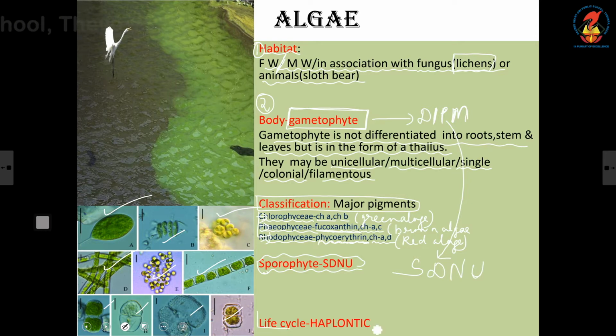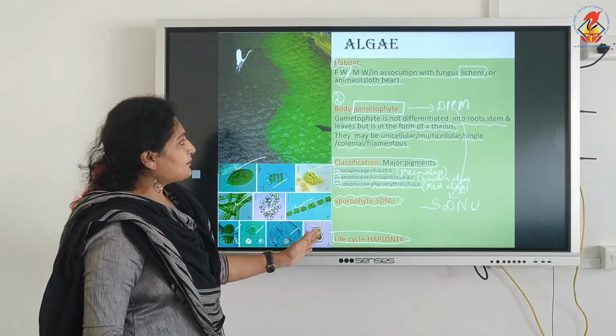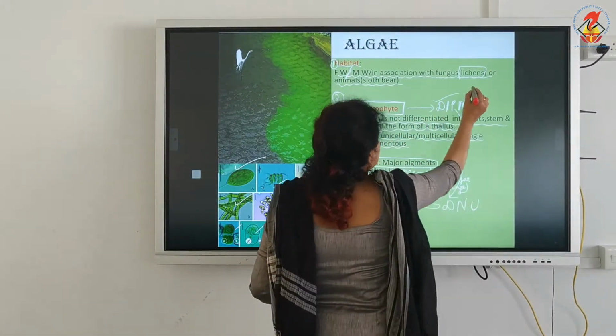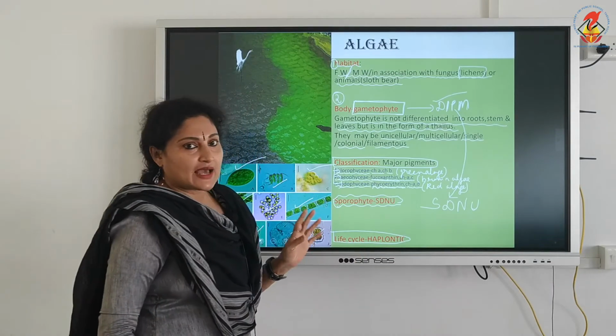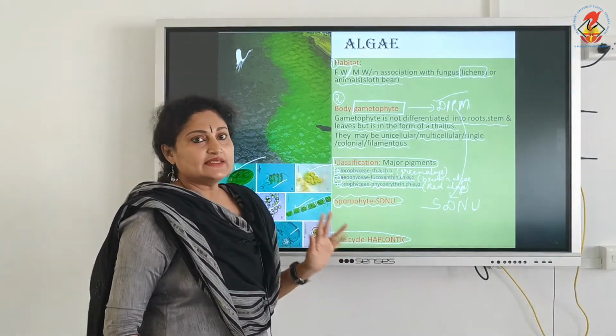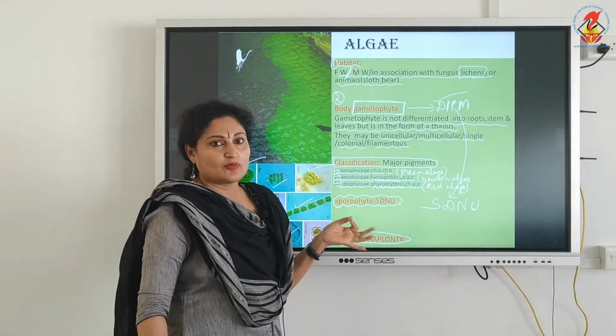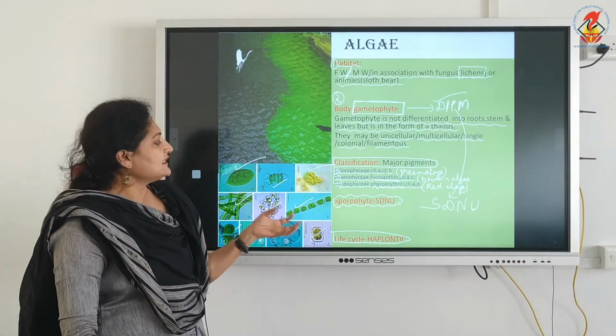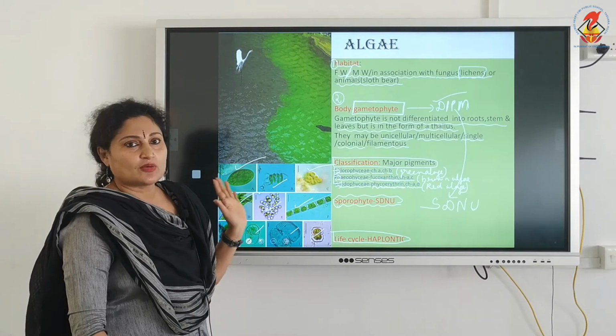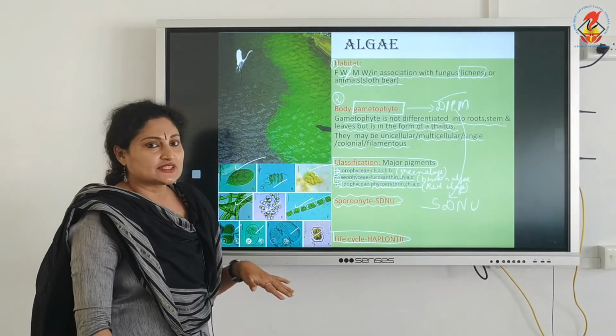And last, the life cycle. It's haplontic, justified by this. Why is it haplontic? Because the gametophyte is dominant, independent, photosynthetic and multicellular. This is the simplest form, which you can easily elicit the life cycle. It is not going to be complicated. Clear? I hope you have understood algae.